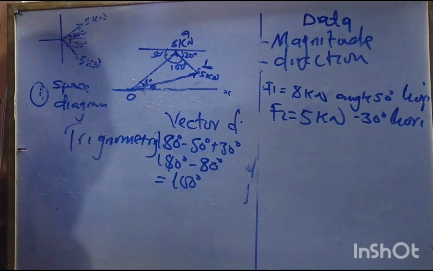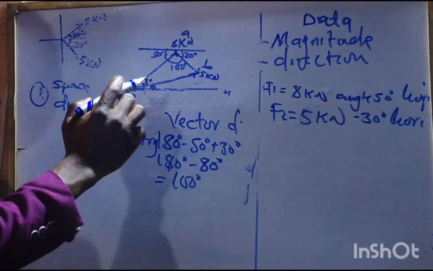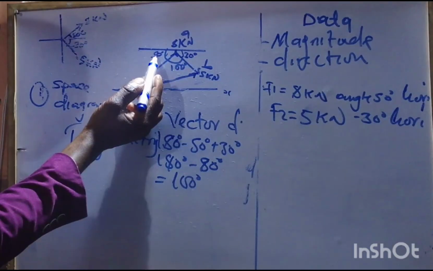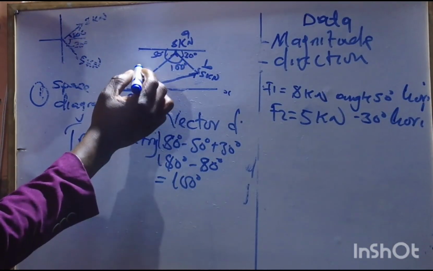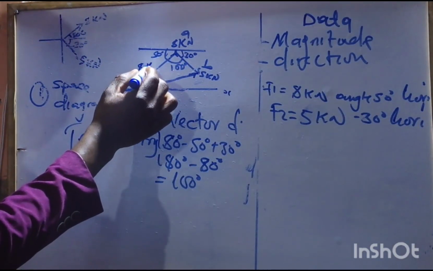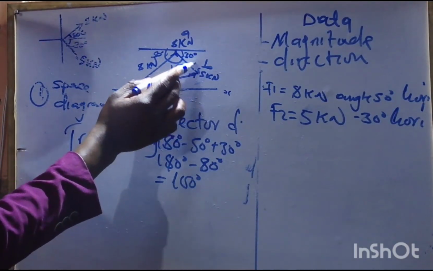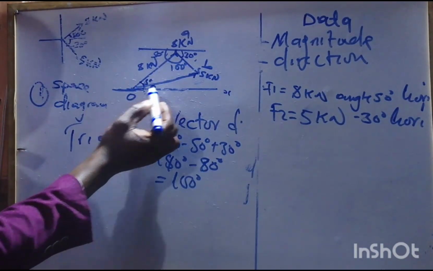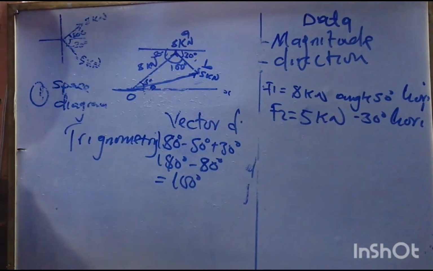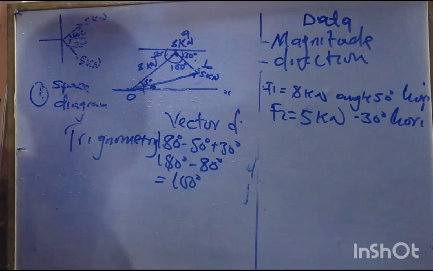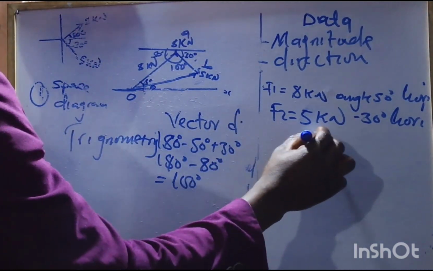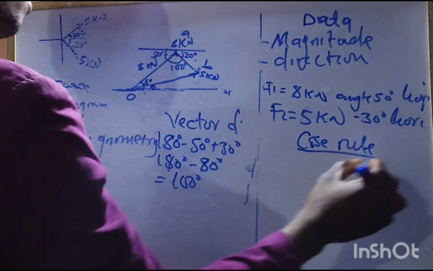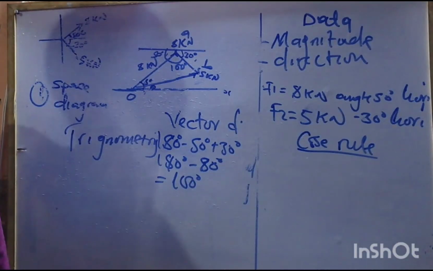Okay, so from this diagram which we have here, since we have two sides and an included angle, 8 kilonewton is here, which is this force, and 5 kilonewton is here. So now we have to find the length of OB. How do we find the length of OB? We are going to use what we call the cosine law. After using the cosine law, we are going to use the sine law.